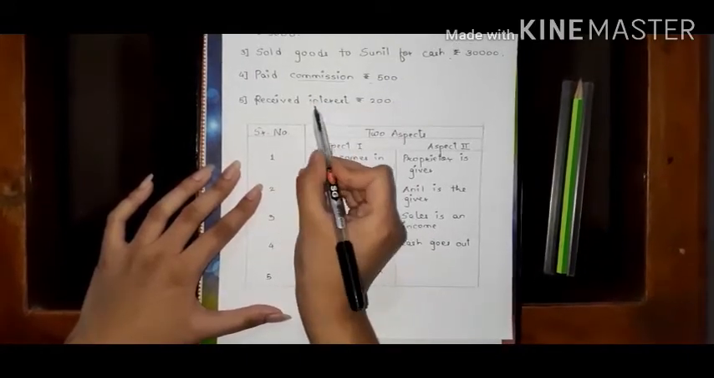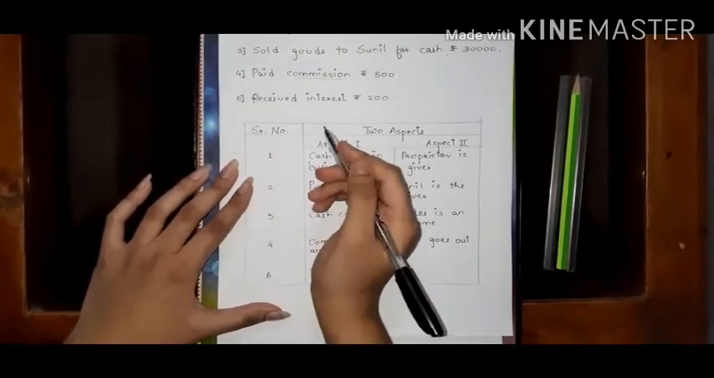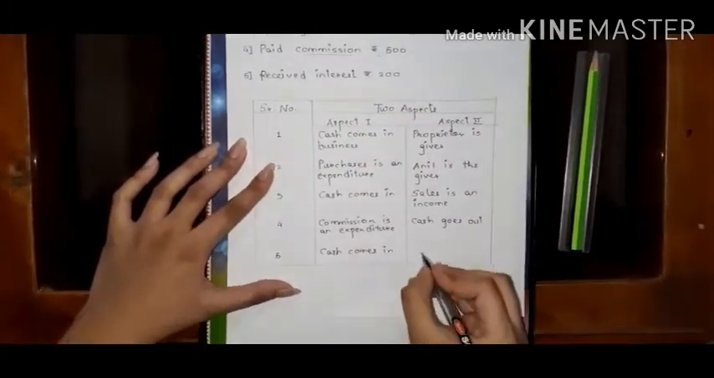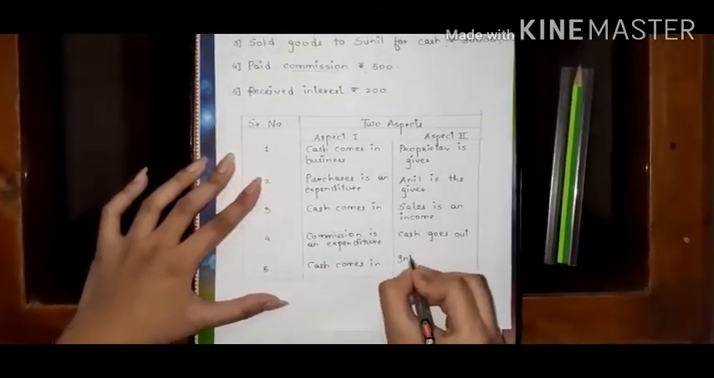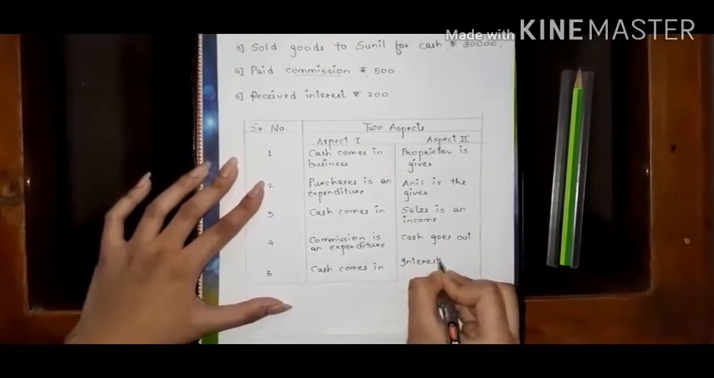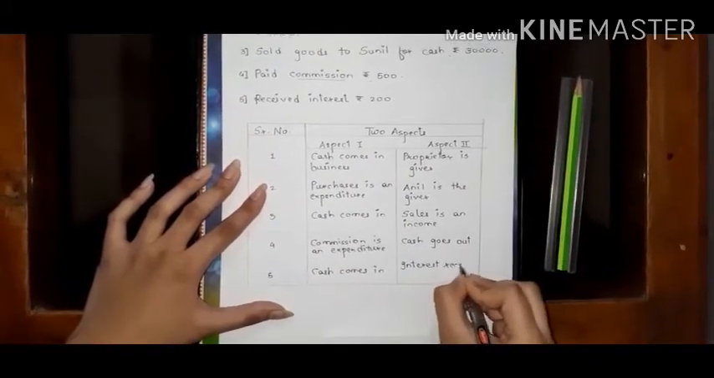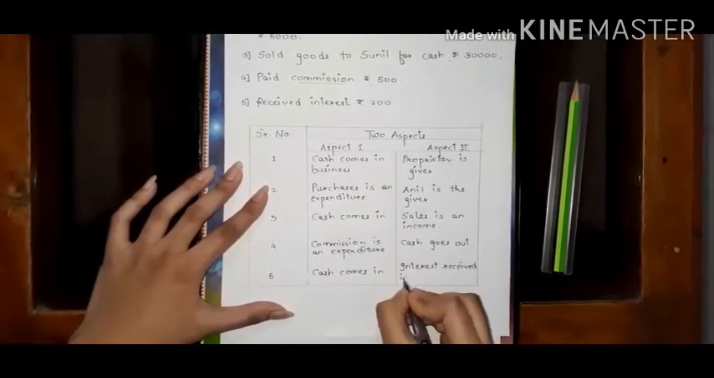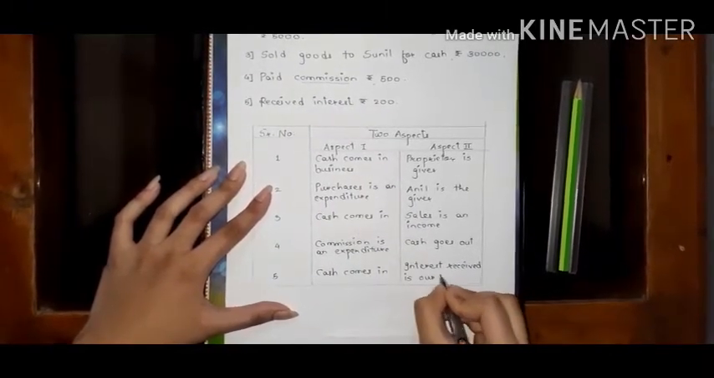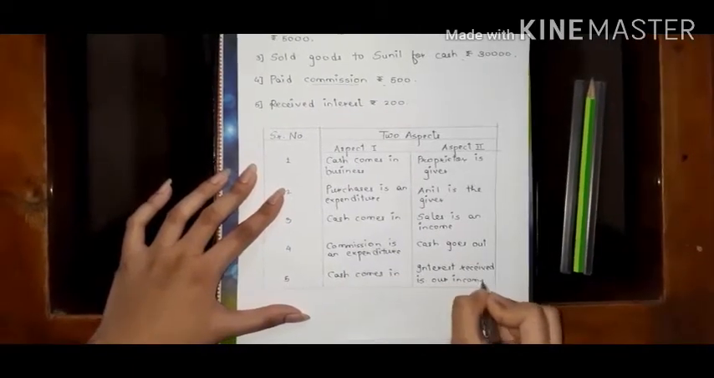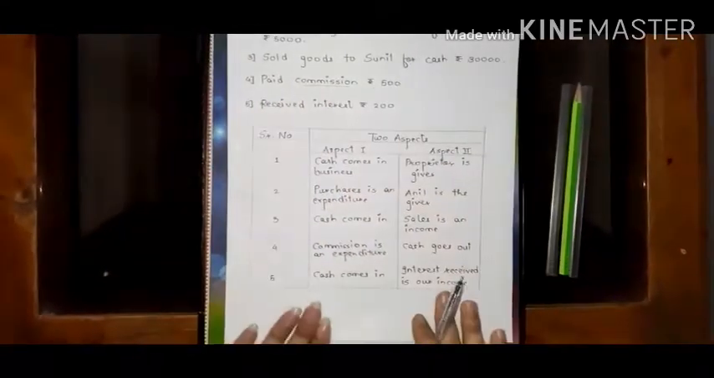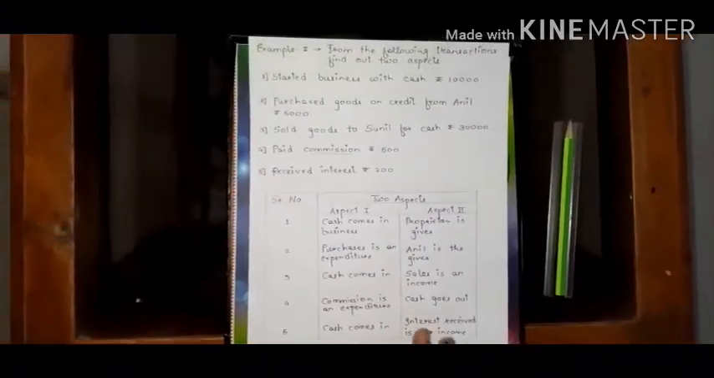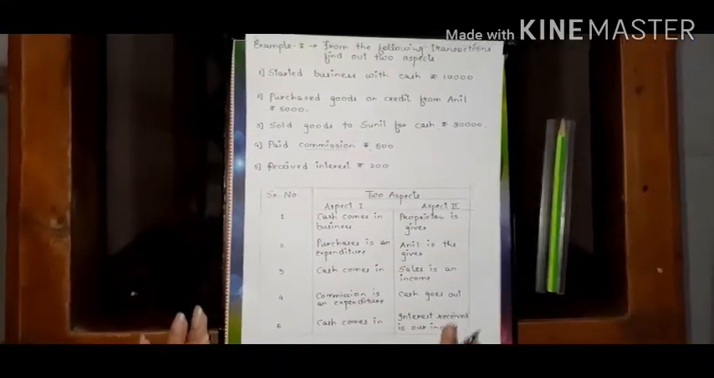Now as I have told you, received interest, it is our income, it is our profit. So the second aspect will be interest received is our income. Okay, now we have completed all the two aspects of this transaction. I hope you understood it, not got any difficulty while solving with me.